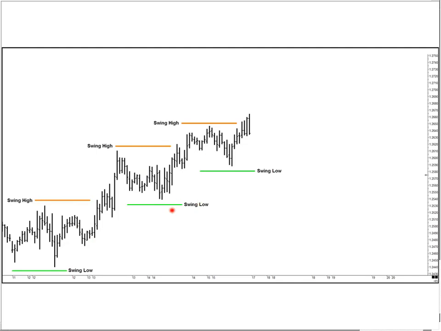So we need to frame how much data we're looking at, how many bars we're looking at relative to the time frame. So if I'm looking at 20 minutes, for example, I might only look at two days, three days. If I'm looking at 60 minutes, I might look at four or five days. If I'm looking at dailies, I'm looking at more.